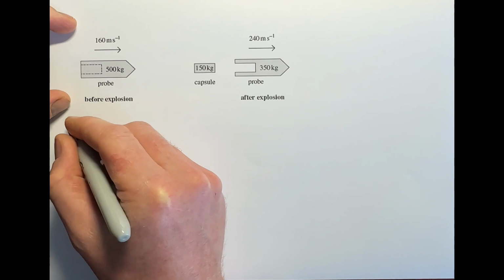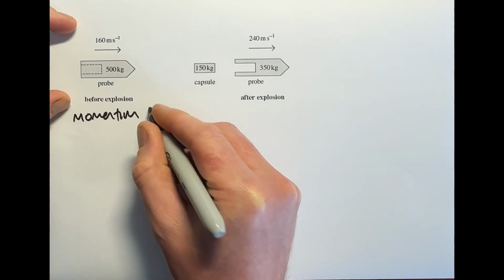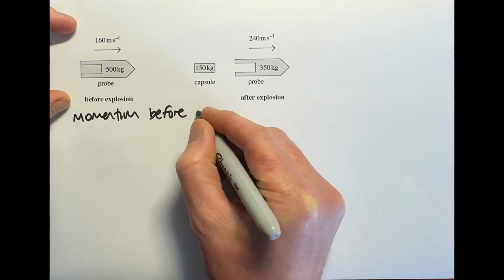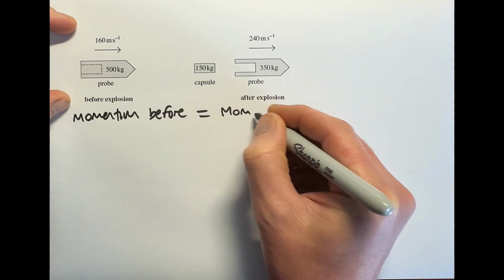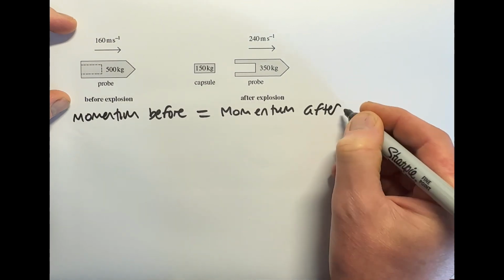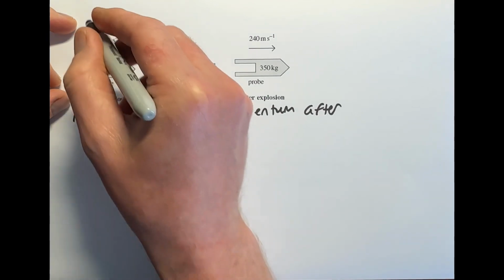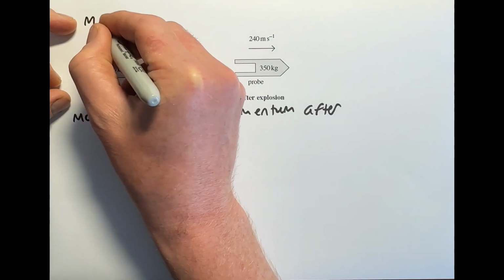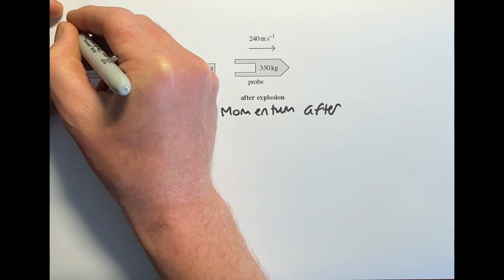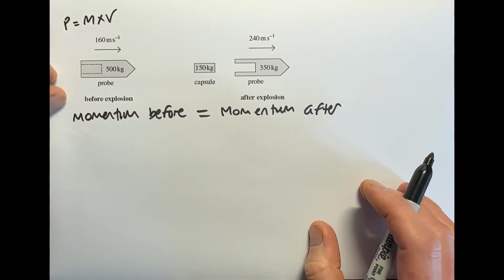So due to conservation of momentum, momentum before is equal to the momentum after the collision. All right. So momentum, if you remember, is just mass times velocity. Okay. So momentum is usually given the symbol P, and it's mass times velocity.